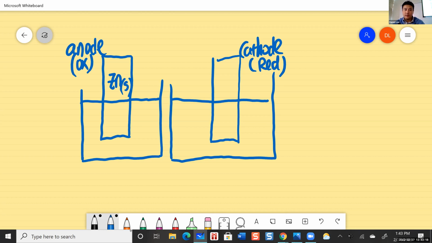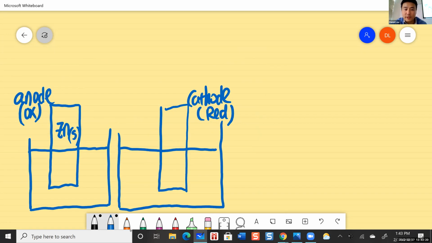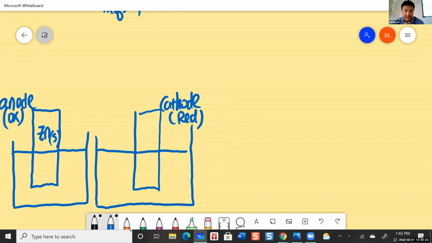Always, like an ox, red cat. So on the side, I'm going to write down the stuff that we need to know. Number 1, oxidation always occurs on the anode. There's no exception, yeah? Oxidation on the anode, like an ox.